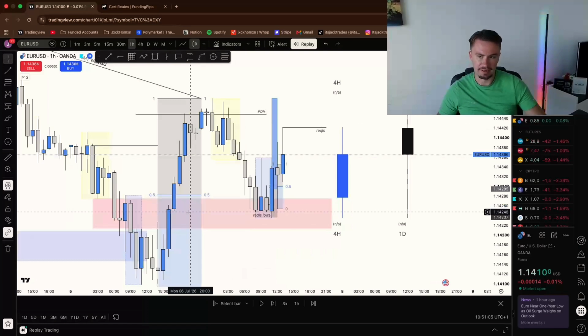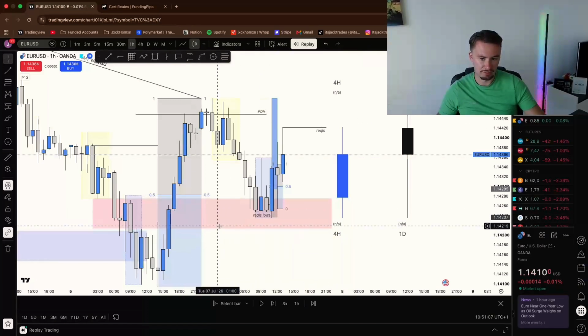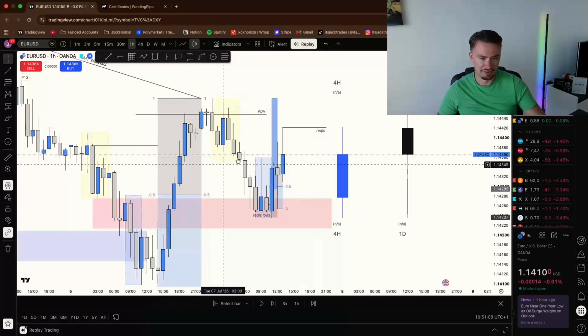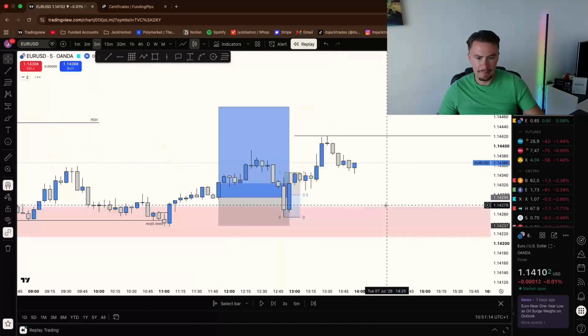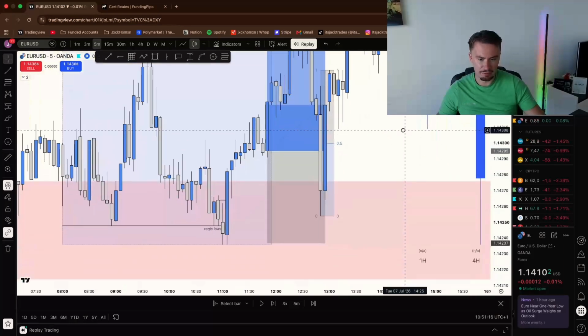Obviously, we're in an hourly fair value gap as well, in the discount of this swing, so to speak. So back down to here. As I said, entry was about here.